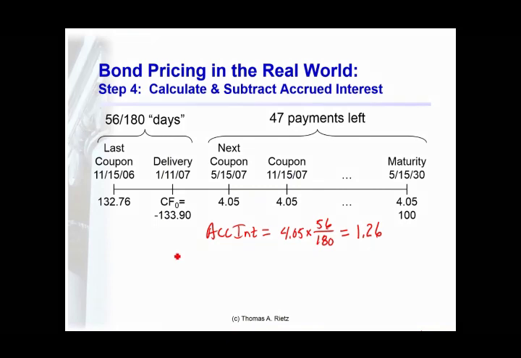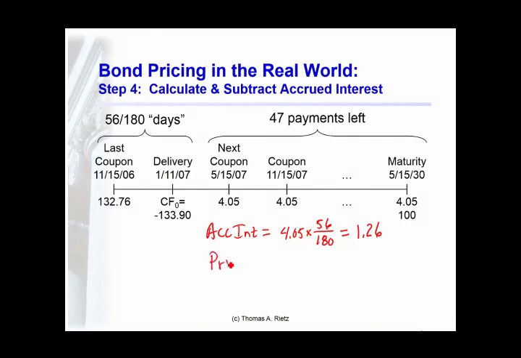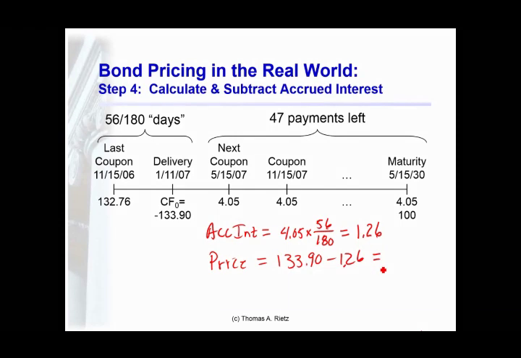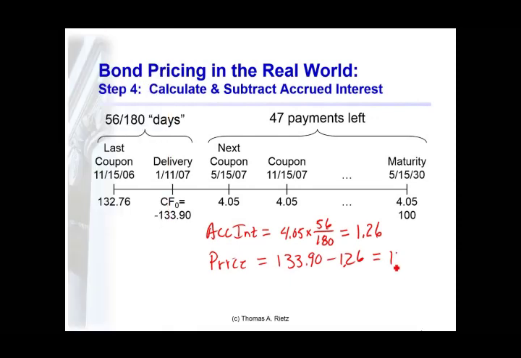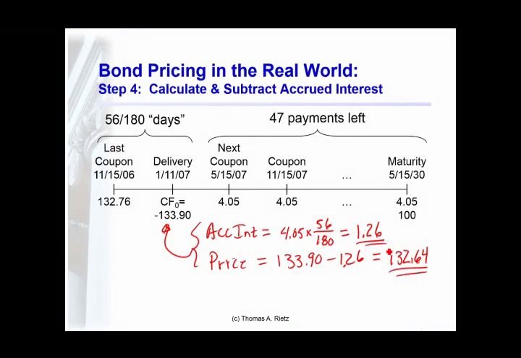Okay, the rest is the actual price that's quoted. So let's see. I'll subtract that from the invoice price, the cash flow, 133.90, and get 132.64. Okay. So this just divides the cash flow into two components, the quoted price and interest.